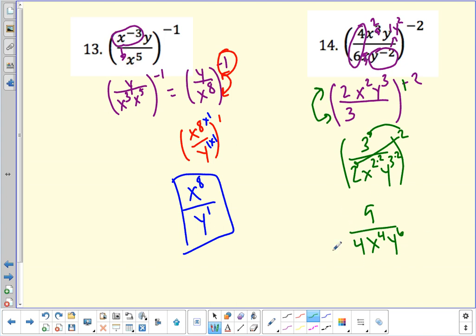So check your fraction again, because now we've done some squaring. Are there new factors we have to worry about? And no, there are not, because 9 over 4 cannot be canceled or simplified. X to the 4th, that's the only x. Y to the 6th, that's the only y. I'm good. That's my answer.